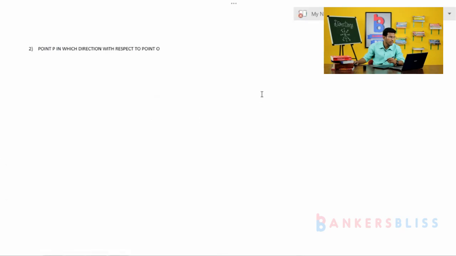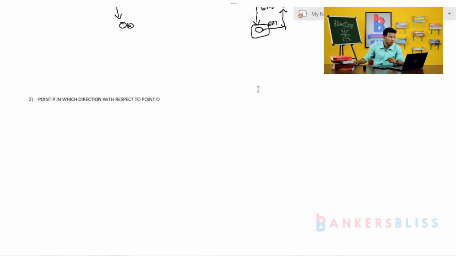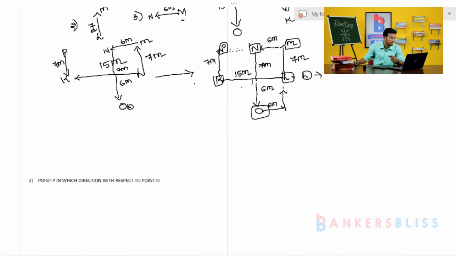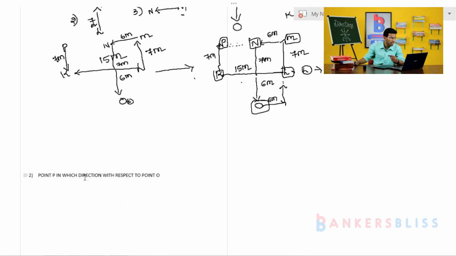Point P is in which direction with respect to the point O? Guys, this question is related to the above diagram. They are asking point P in which direction with respect to the point O. They are asking from point O to point P. Point O is located here.